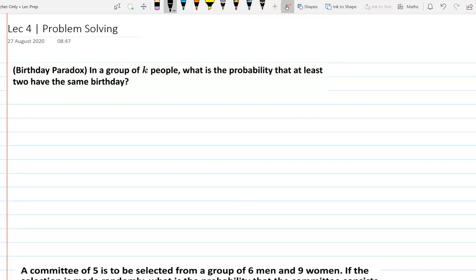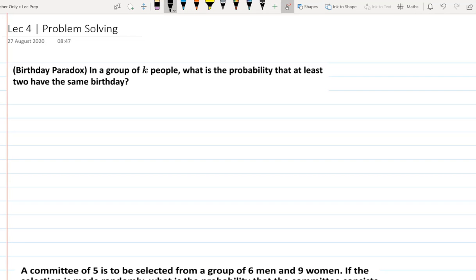Okay, let's focus on some problem solving now. These are problems from the reading materials that I gave you. These are some very common problems that appear in probability, which illustrate some important ideas. This is called the birthday paradox.